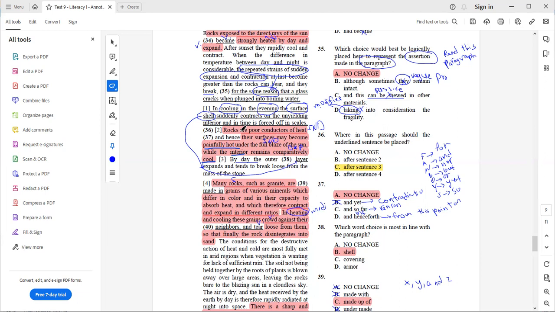The effect, not the reason. Here, give us the effect, not the reason. So why? What happened? Because the rocks are poor conductors, so their surfaces are going to be hot and the interior is going to be cool. So it's not the reason, because the difference between C and A: "after so far" gives us the reason. "After, hence" gives us the effect.